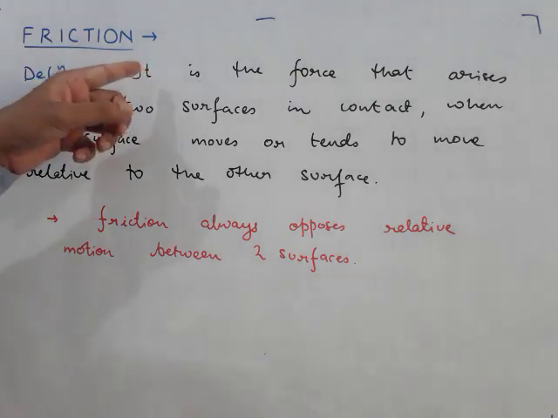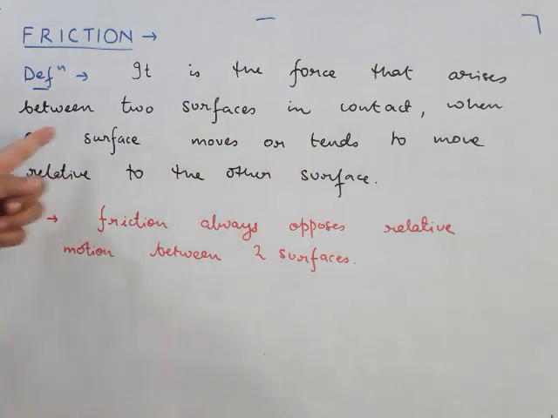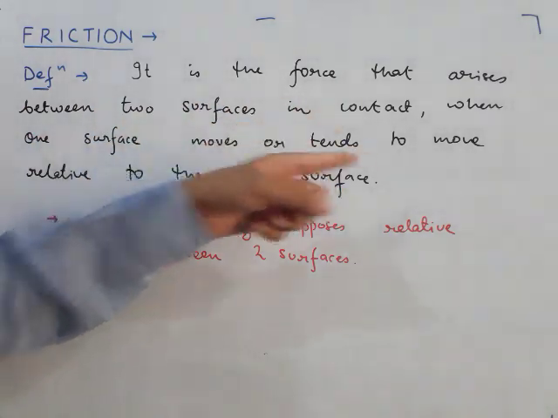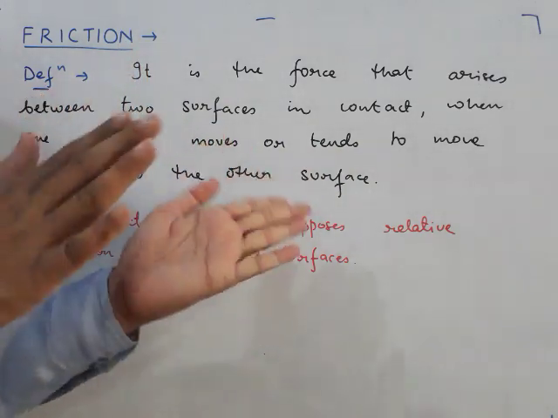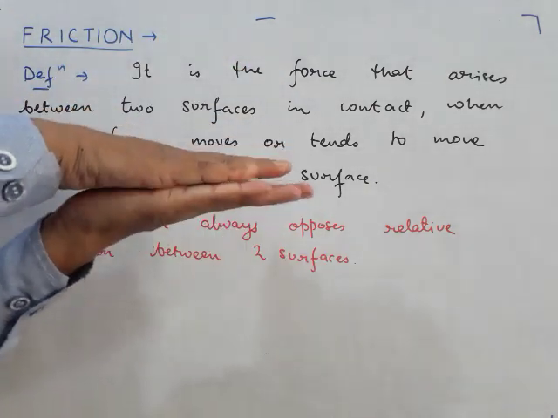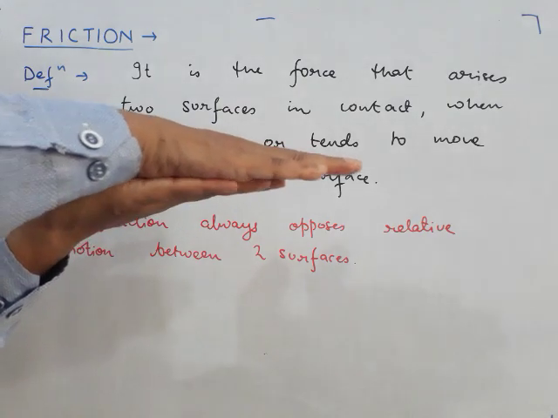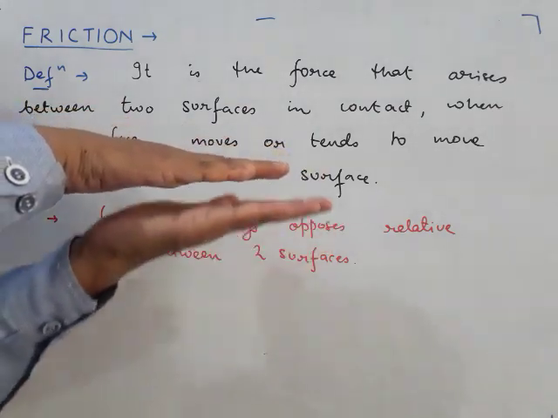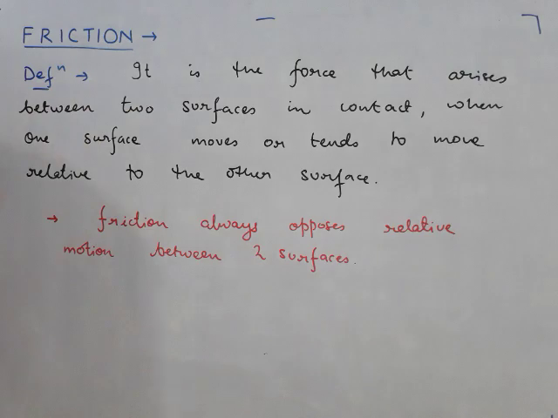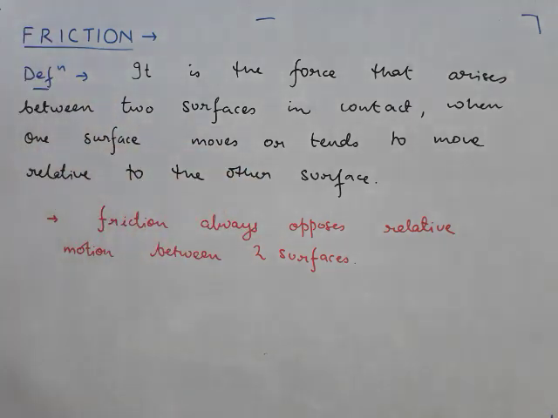So frictional force may be defined as the force that arises between two surfaces in contact when one surface moves or tends to move relative to the other surface. Suppose this is one surface and this is the second surface. When one surface is placed over another in contact, and it tries to slip or move over the other surface, either this surface tries to move or the lower surface tries to move. In both cases there is relative motion between them. In such cases, the force that arises between these two surfaces, we call it frictional force.